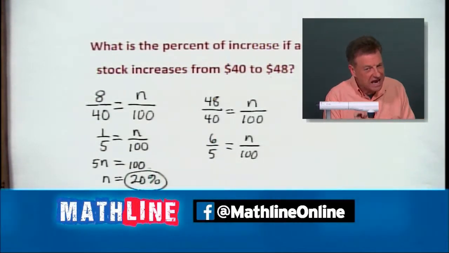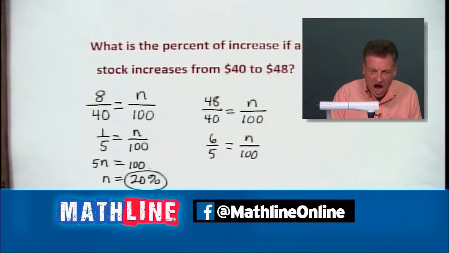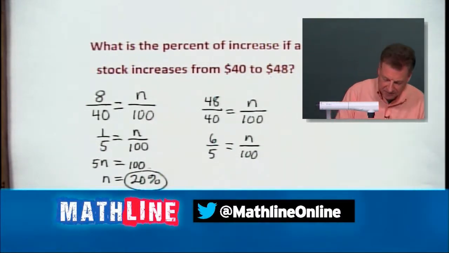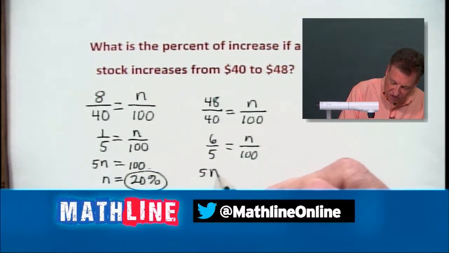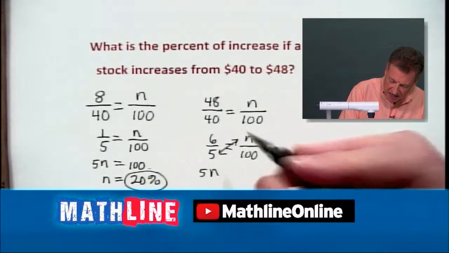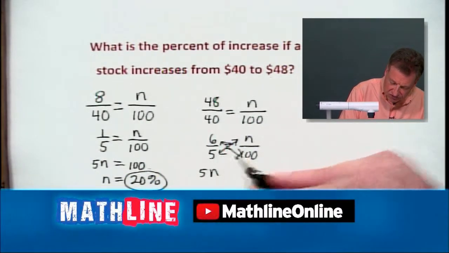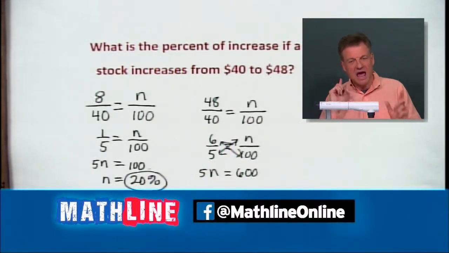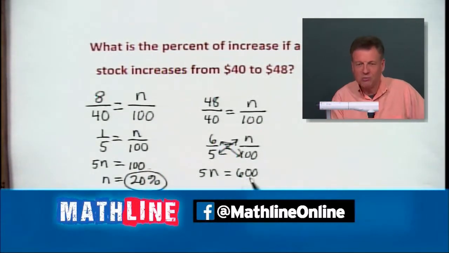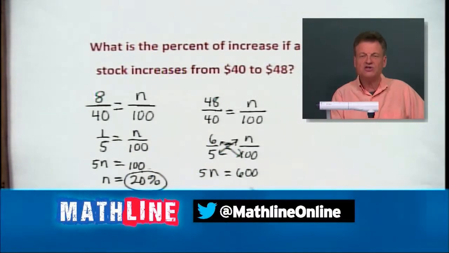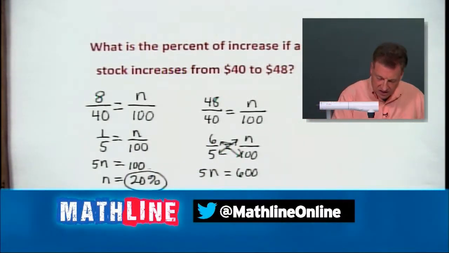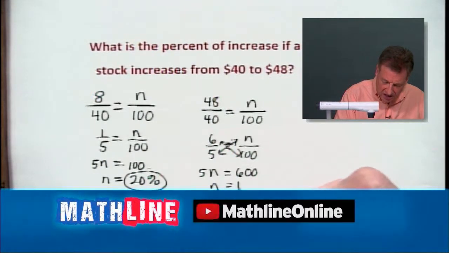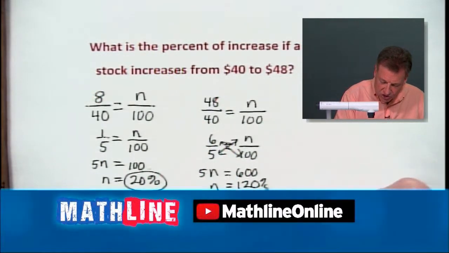So yes, we can get out of this jam. Ernie Roberts is not going to take you down a path you can't get out of, right? So we've got 5n. Cross multiply time again, all right? And this time we're going to get 600. We can all do that, right? 6 times 100. That was easy. Now, again, that's a mental math moment here. We can say 5 into 60 goes 12, and we have a 0 left, so we're at 120%.